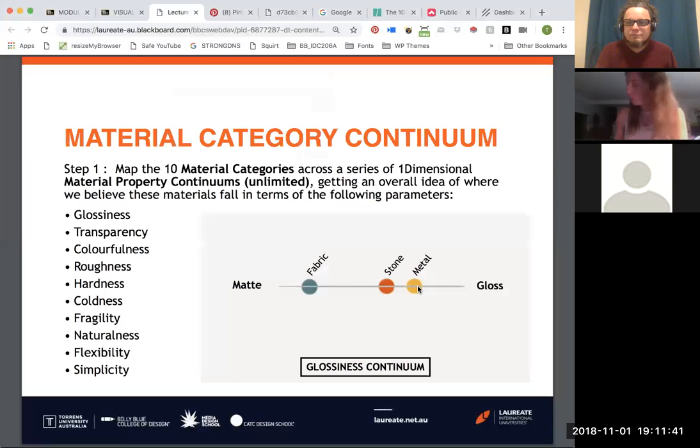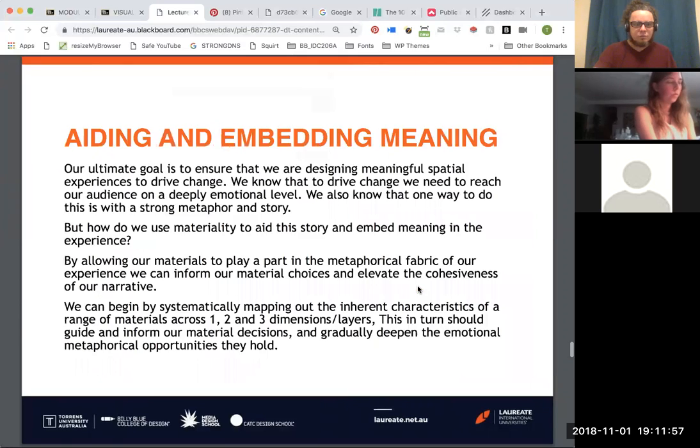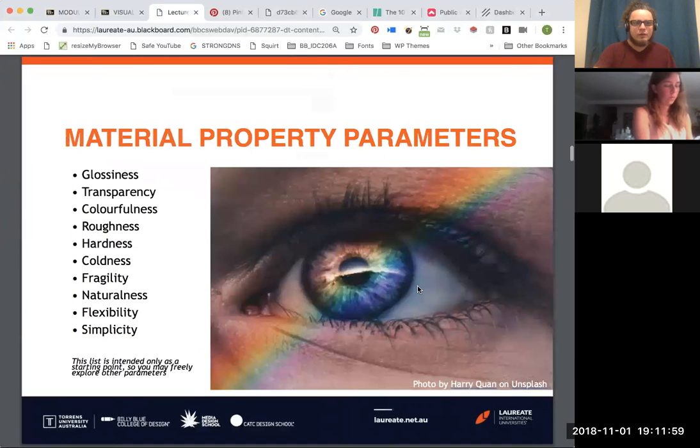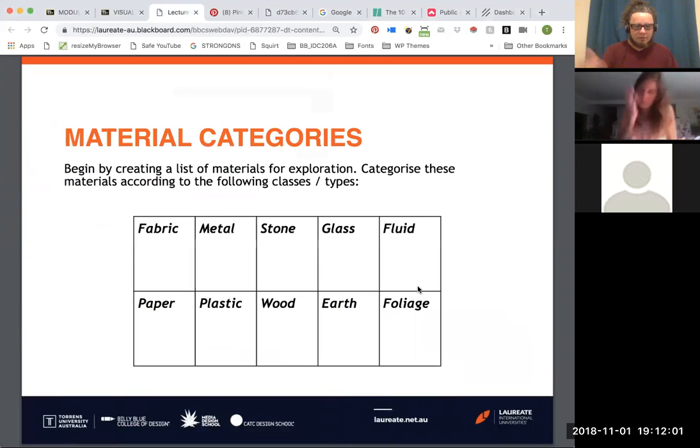Sorry, what was that? I had trouble with the 2D. The 2D, yeah. So the 2D is almost basically the 1D done twice, but for a particular category. Instead of putting fabrics and stone and metal and something, you need to choose one of those categories. So one of those material categories that we had listed, like fabric, metal, stone, glass, fluid, paper, plastic, wood, earth, and foliage. I should remember these off by heart by now.